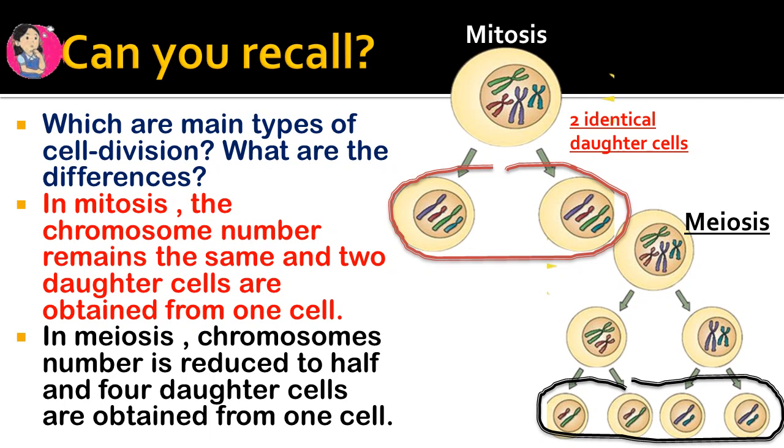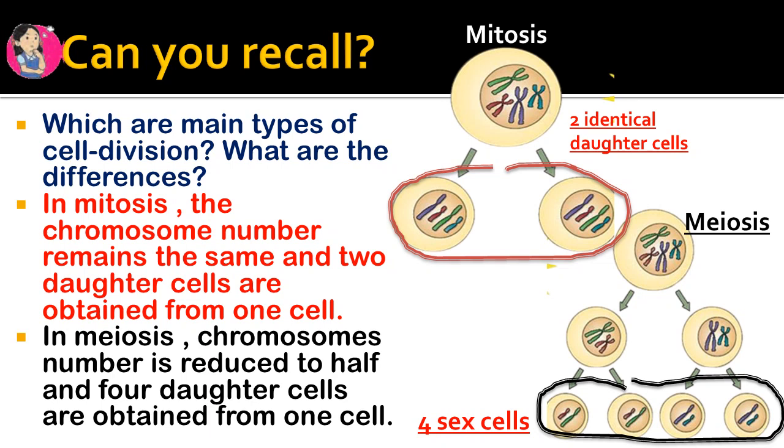Why is it called a haploid daughter cell? Because here the chromosome number is reduced to half, that is 46 chromosomes are reduced to 23 chromosomes, and that is why meiosis is also known as reductional cell division. Okay, so these are the four sex cells. Sex cells means sperm in male and ovum or egg in female. So these are the cell divisions, meiosis and mitosis, and these are the basic differences between these two types of cell division.